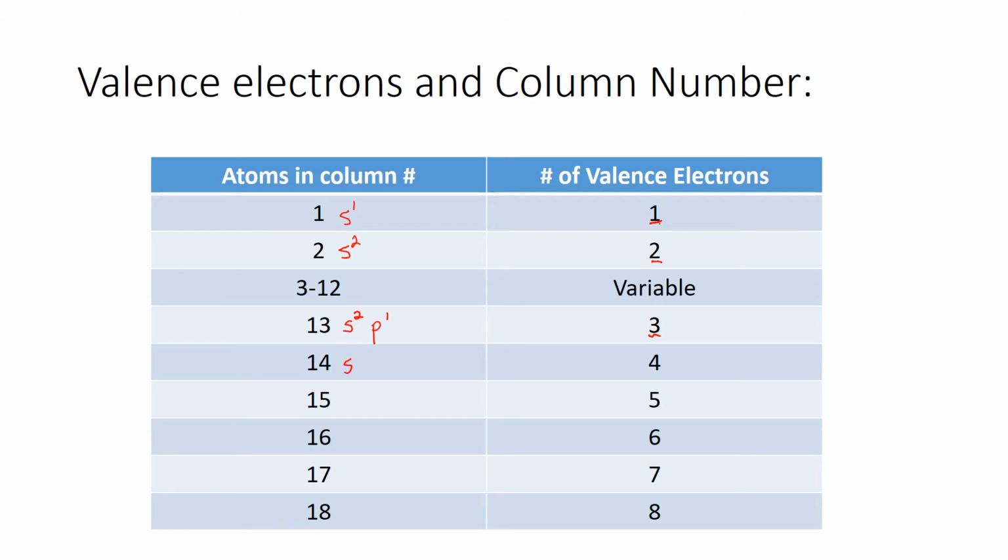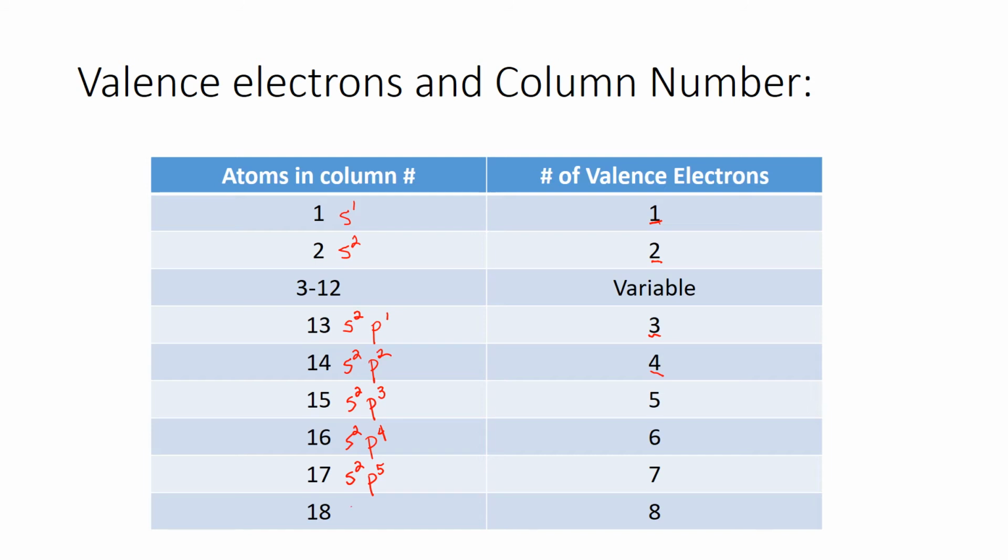For column 14, it's S2P2 for that highest energy level. Well, the total of that is 4 valence electrons for everything in column 14. And we keep going down, right? We keep adding one more to that P sublevel as we go across the periodic table to a new column. So column 15 has 2 in the S and 3 in the P, so that gives us 5 valence electrons for everything in column 15. Column 16 is 2 in the S and 4 in the P, so that's 6 valence electrons total. 17, we have 5 electrons in the P sublevel. Combine that with the 2 in the S at the beginning of the row, and you have 7 valence electrons total.